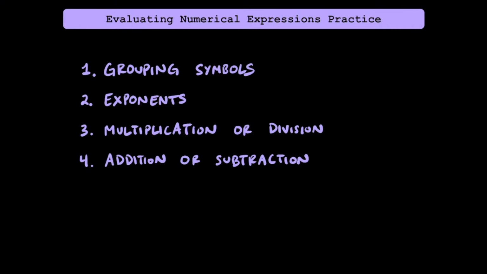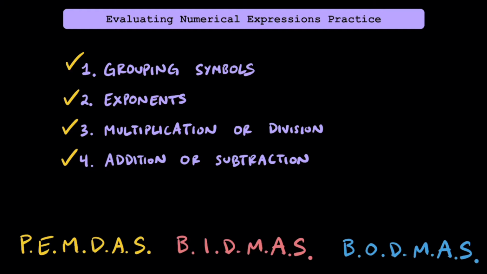In this video, I'm going to be going over some practice problems on evaluating numerical expressions. Remember, grouping symbols will always go first, then exponents or indices, multiplication or division, whichever comes first left to right, and then addition or subtraction, whichever one comes first. Whether you want to remember this order using the acronym PEMDAS, BIDMAS, or BODMAS, it's important to always follow the order of operations. Grab some paper and something to write with, and let's do some math together.